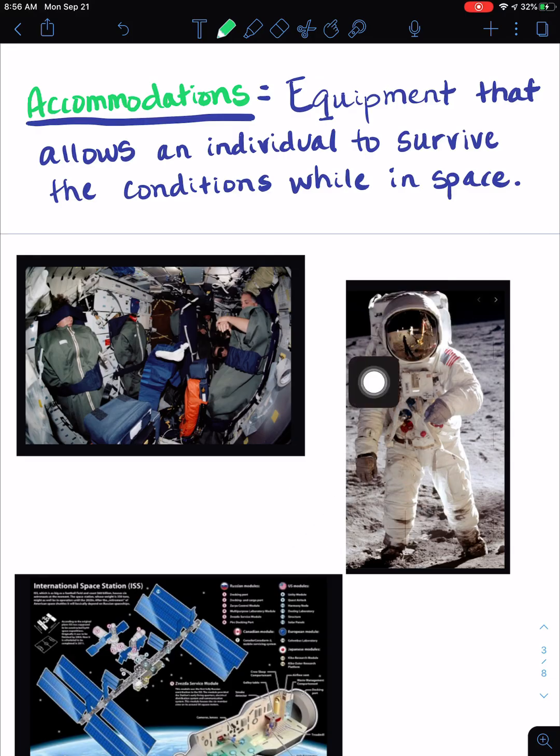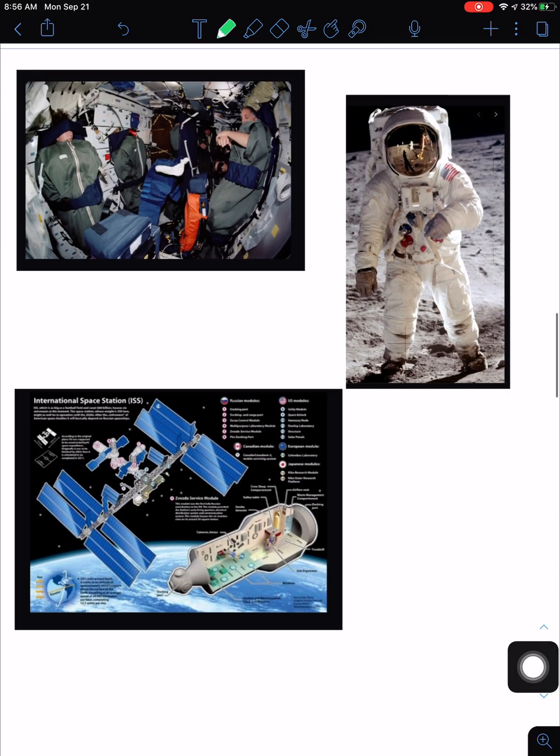They have a space suit to provide their oxygen and other protections, like from radiation in space from the sun, because there's no atmosphere to protect them.